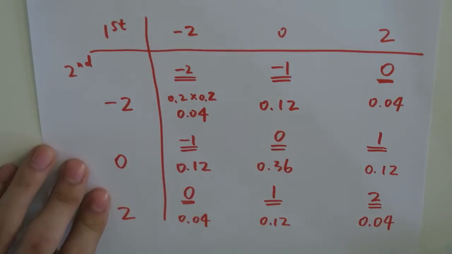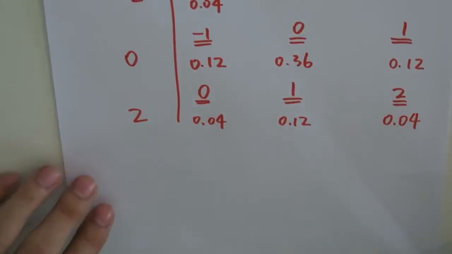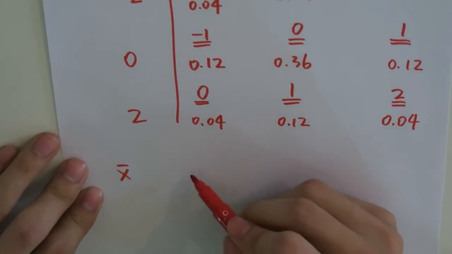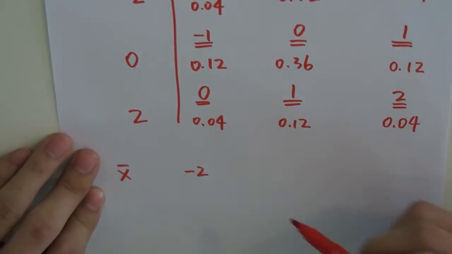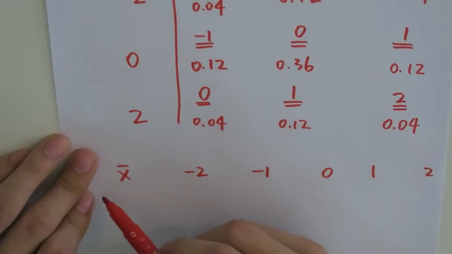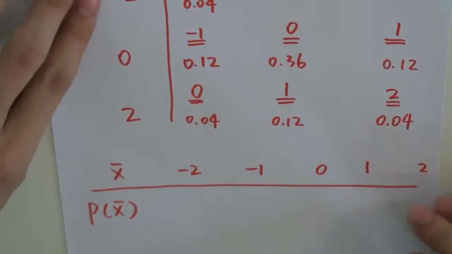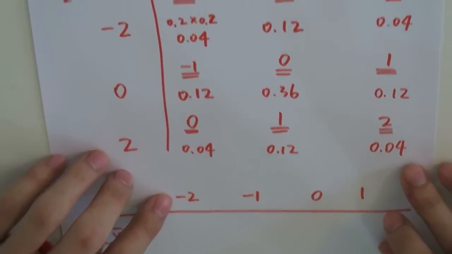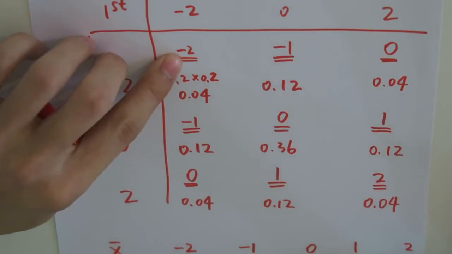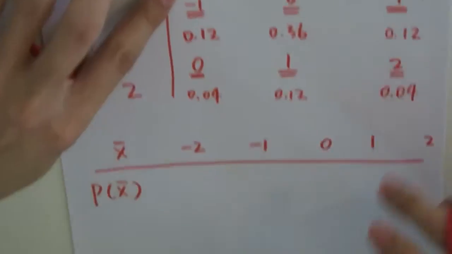The next step, we want to report our probability distribution of sample mean. Okay, so as we can see, the possible values of sample means are -2, -1, 0, 1, and 2. Then what are the probabilities? So the first one, -2. Let's go back to our table here. So we have -2 here. Okay, this is the only -2 we have. So the probability will be 0.04.